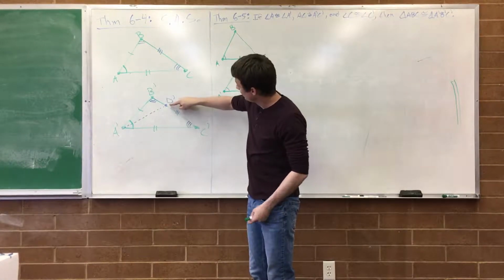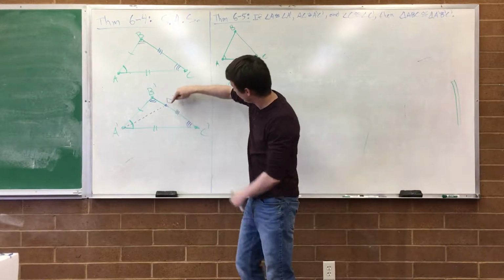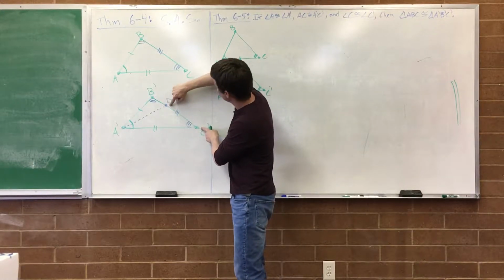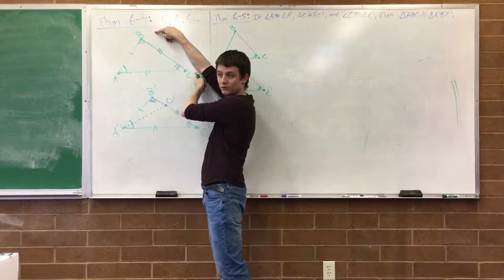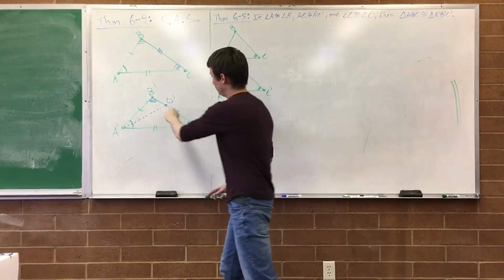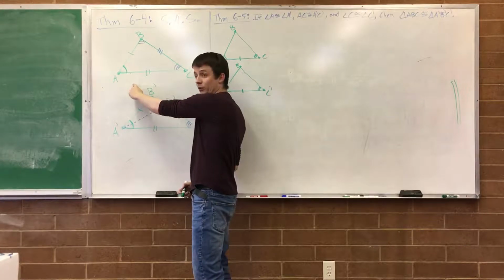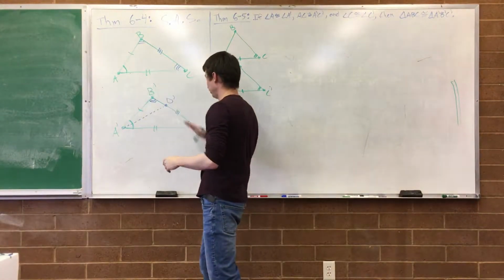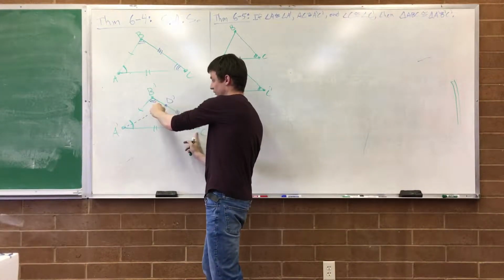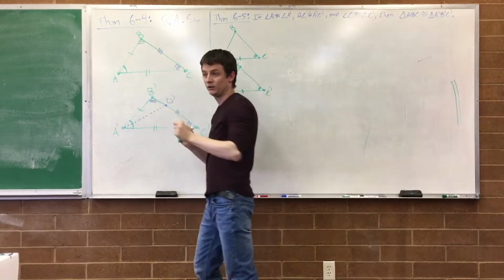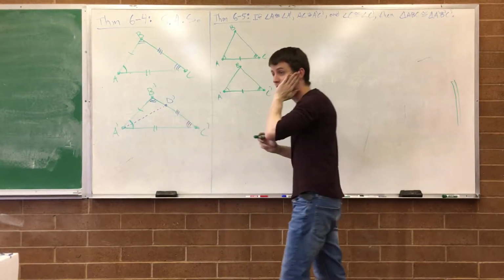We said pick D prime such that C prime D prime is congruent to CB. Okay? D prime could be right here, D prime could have been right on B prime, B prime could have been over here. We don't know where it is. We just know it's on this ray, and its distance from here to here is congruent to that. That's all we knew about it, right?